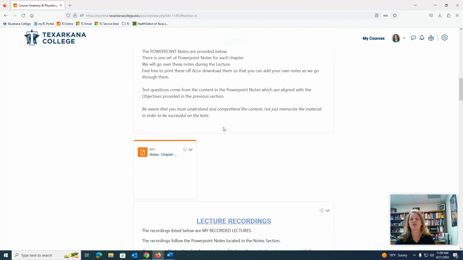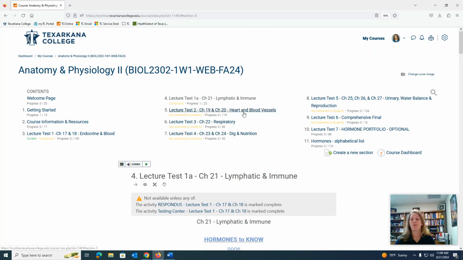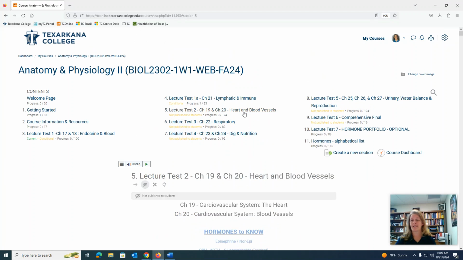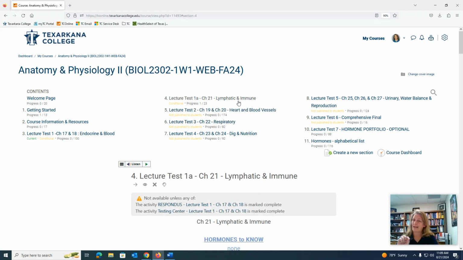Once you take the test for chapter 21, it will then open lecture test 2 content over heart and blood vessels. As always, if you have any questions, just send me an email. And like I said, don't forget you can use a sheet of notebook paper, front and back, when taking the lymphatic and immune test. If you're doing it on Respondus, you would just hold up the piece of paper front and back after you show me your ID card, so I know what you're working with, and then you're good to go on the Respondus test.